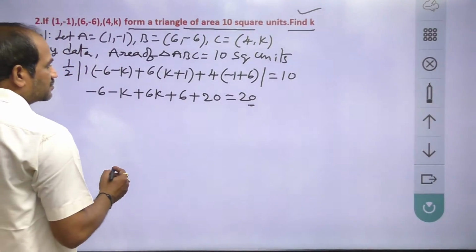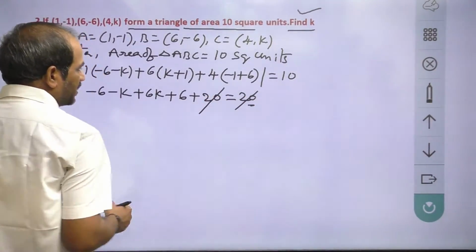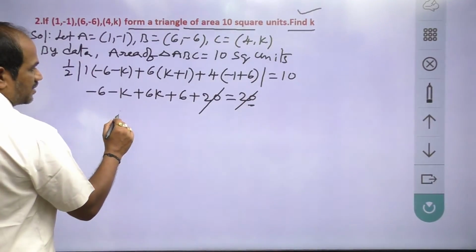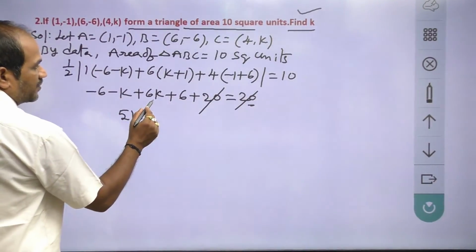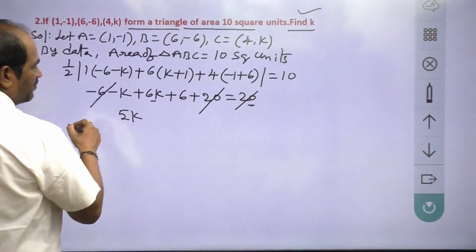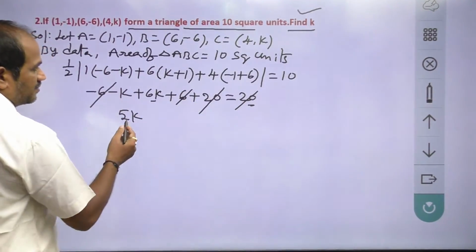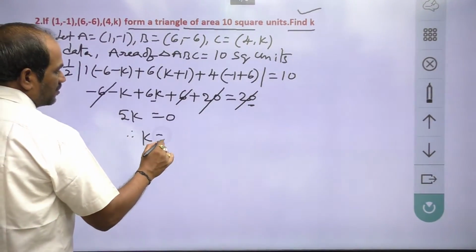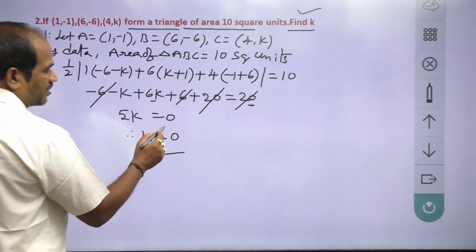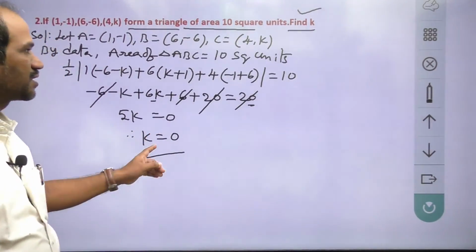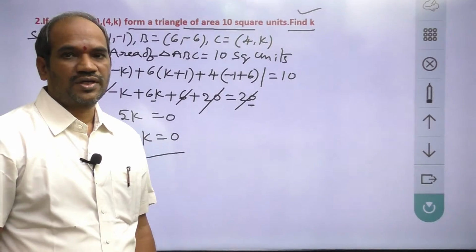Alright, see here, on both sides the 20 gets cancelled. Next, the k values: minus k plus 6k is 5k. Minus 6 plus 6 gets cancelled, so only 5k is equal to 0. Therefore k is equal to 0 by 5, which is 0. So the k value is 0.